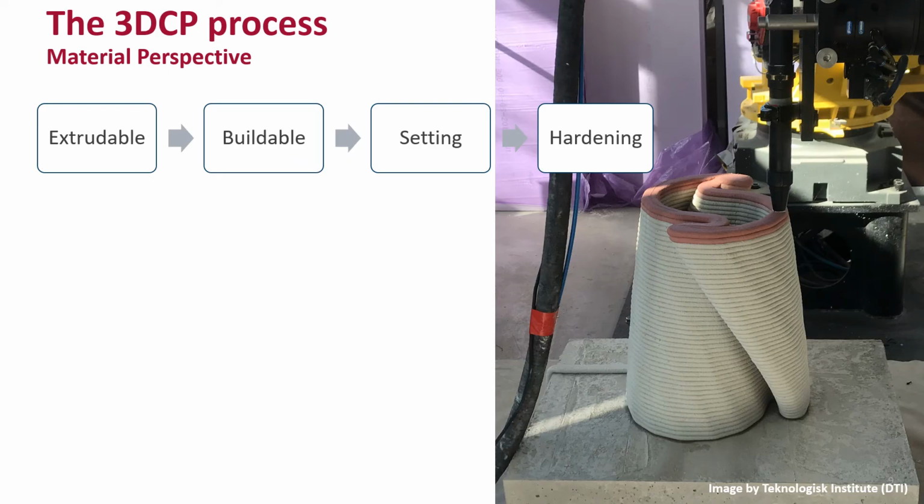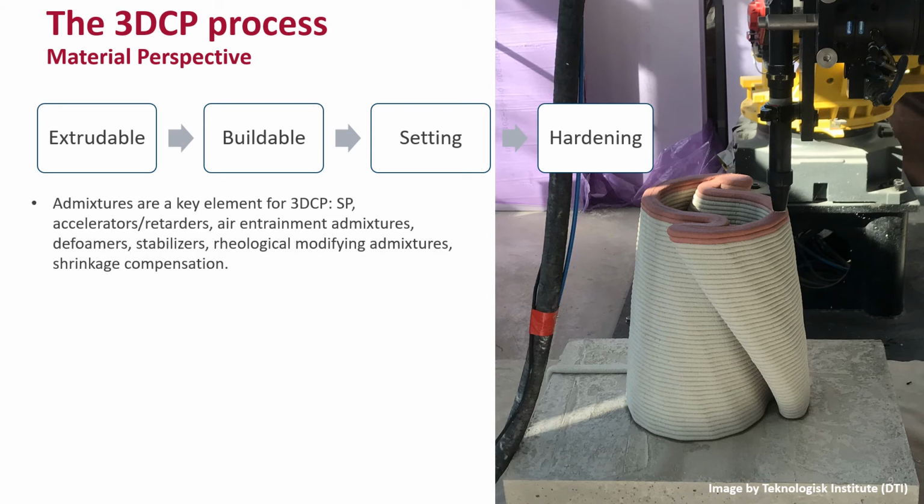For all the other processes, we know that the mix must be extrudable, buildable, it needs to set and to gain strength. Some key points associated to these processes. Admixtures are a key element for 3D CP. Superplasticizers, accelerators, retarders, air entrainment admixtures, defoamers, stabilizers, rheological modifying admixtures, shrinkage compensation.